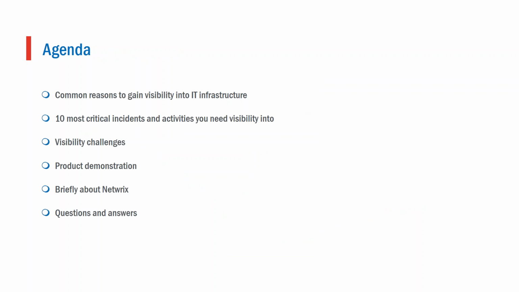The focus of the agenda here is basically we're going to establish the common reasons why you should be gaining visibility. Obviously, with different threats out there like malware, it becomes very important to understand how you can gain active visibility of activities that are potentially affecting your security or compromising your systems. We'll focus on what we consider at Netwrix to be the 10 most critical incidents and activities that you should have visibility into, some of the challenges to get to that kind of visibility, especially if you're using native tools, and then a product demonstration highlighting the 10 different areas, plus a couple of extra things that we can show.